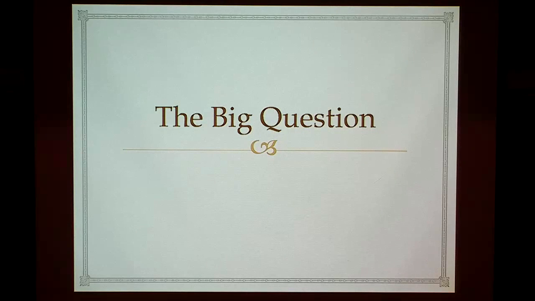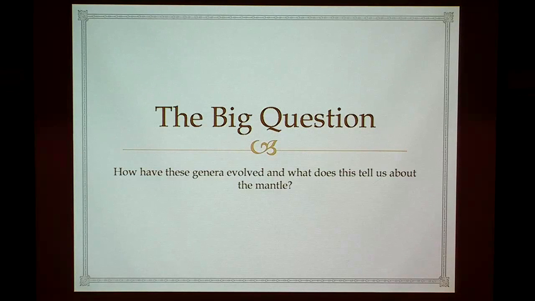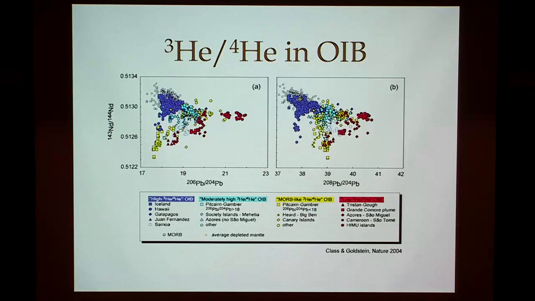So the big question, of course, is how have these genera evolved, and what does this tell us about the mantle? Okay, first for PREMA, I think there's some hint from the noble gas data.